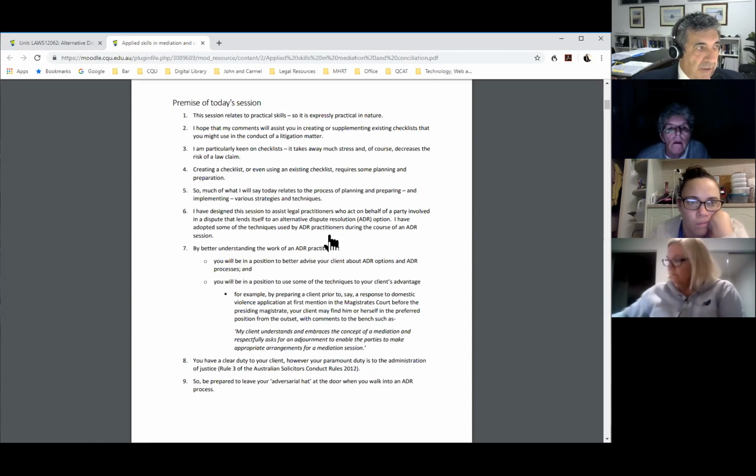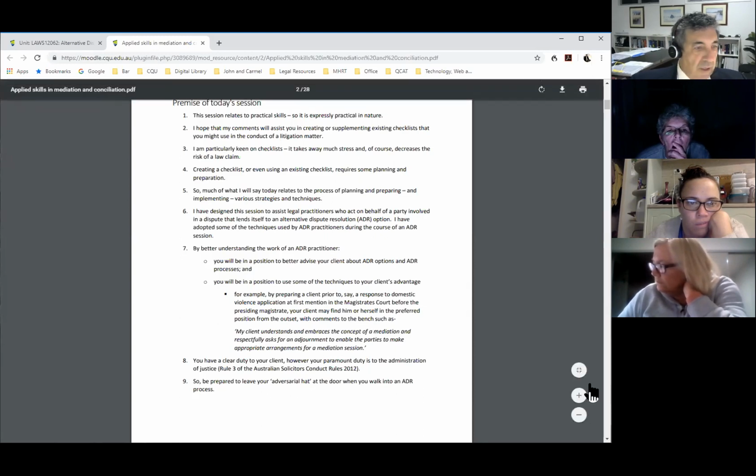So this is designed for legal practitioners that are looking to assist a party involved in a dispute that lends itself to an ADR option. And some of these techniques can actually be used by ADR practitioners during the course of an ADR session. So it'll come as no surprise that what we're talking about tonight is something that we want to adapt so that you can use it as an ADR practitioner, as a mediator or conciliator.